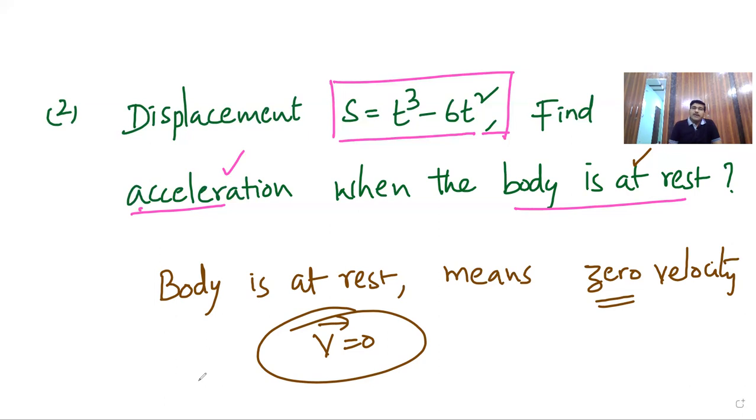Now, he has given the displacement expression: S is equal to t cube minus 6t square. If we differentiate the displacement with respect to time, ds by dt, we get velocity. If we equate that velocity to 0, then body is at rest. So let us take up the expression. Given expression is S is t cube minus 6t square.